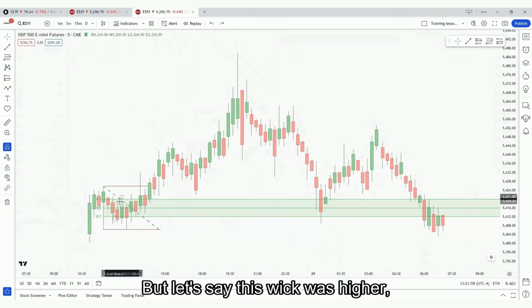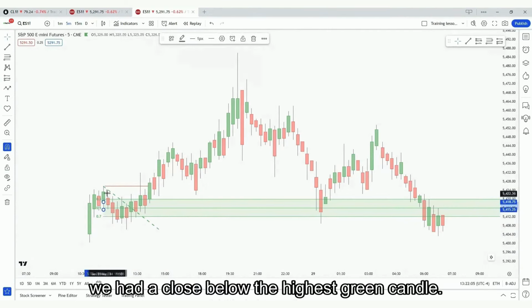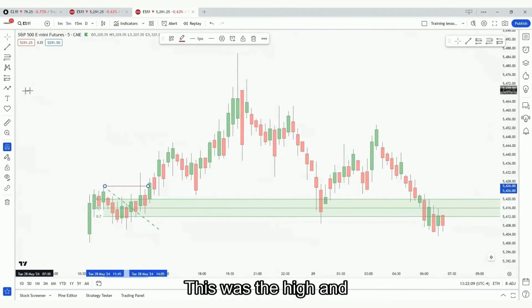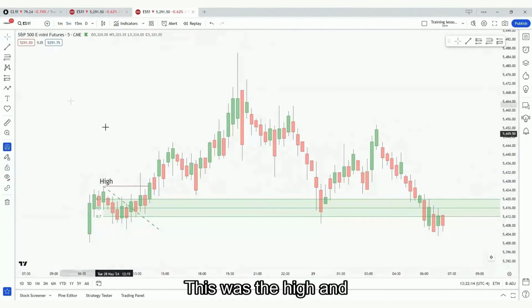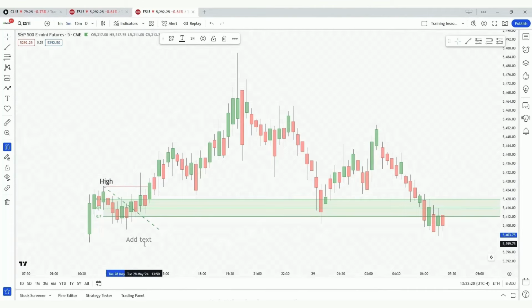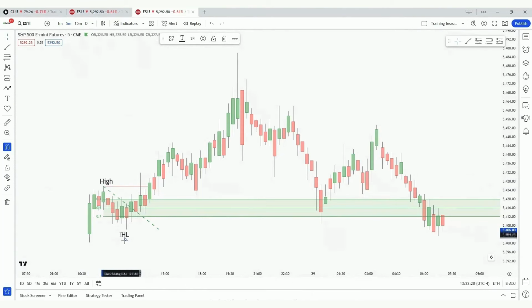But let's say this wick was higher. We had a close below the highest green candle. This was the high. And we created a higher low by closing above this high. So that's important. We need to close above this high to create this higher low.